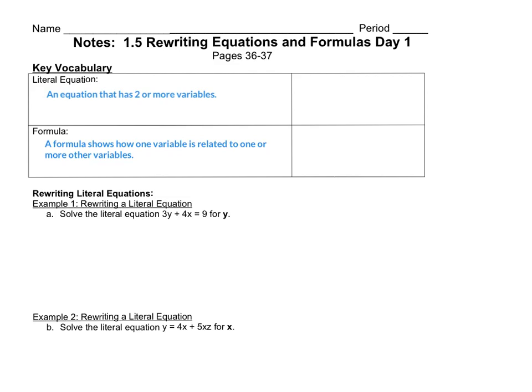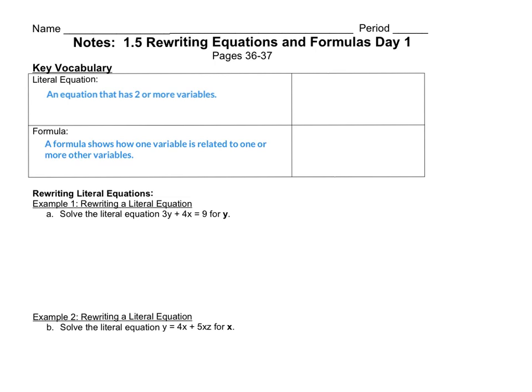Section 1.5, Rewriting Equations and Formulas, Day 1. A couple of key vocabulary terms. We have literal equation, which is an equation that has two or more variables. So if you look below in example 1a, you'll see that there's a y and an x, so two different variables. Formula: a formula shows how one variable is related to one or more other variables.